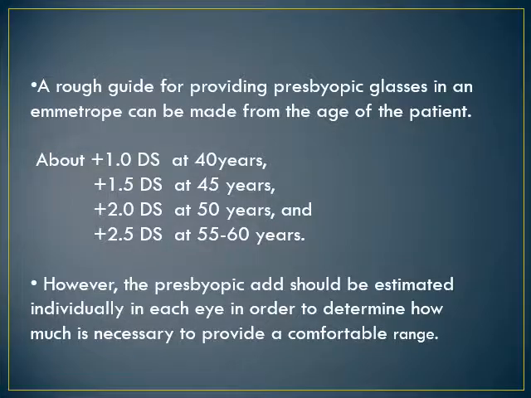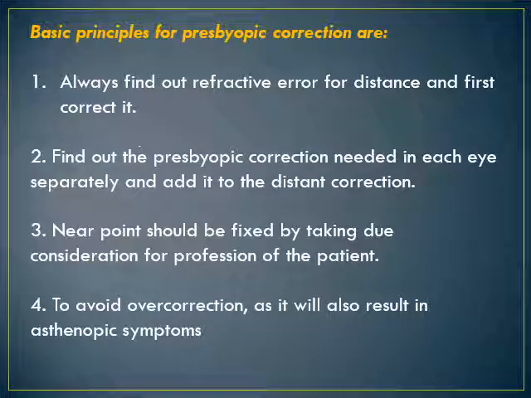In basic principle, let's always find the refractive error for distance first and then correct it. It should be corrected first, then find the presbyopic correction needed in each eye, and it should be added to the distance correction. Then near point should be fixed by taking into consideration the profession of the patient, to avoid overcorrection as it will also lead to the asthenopic symptoms.